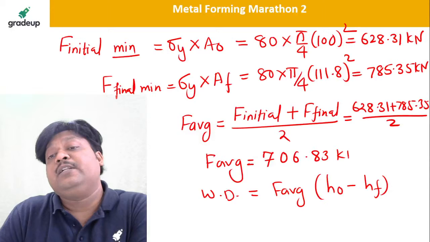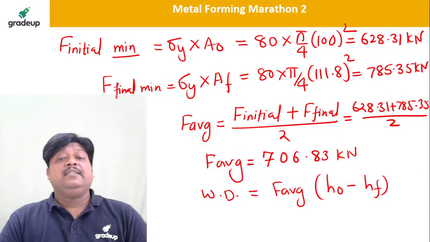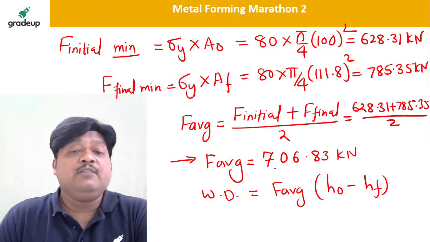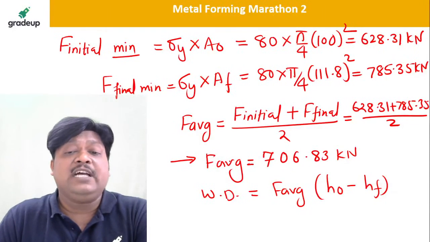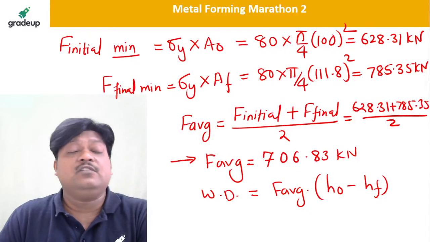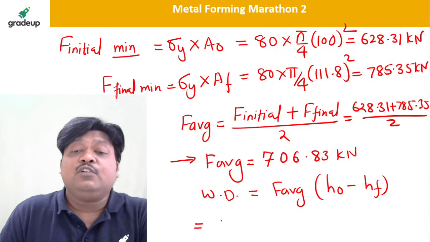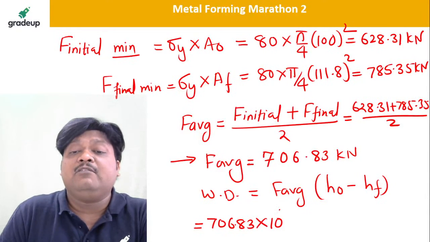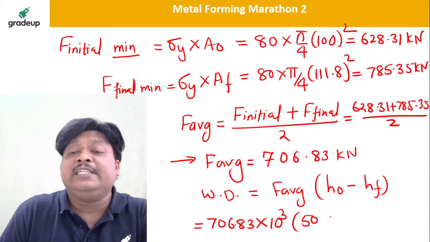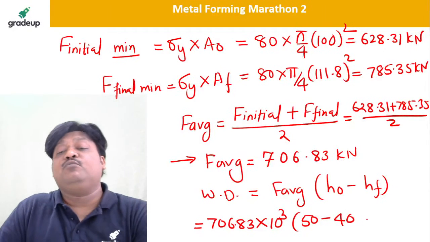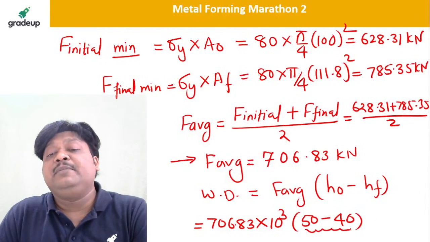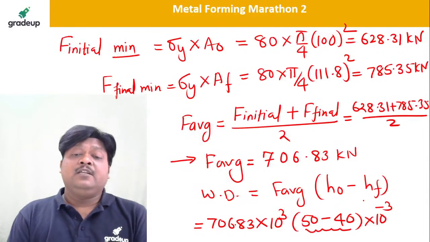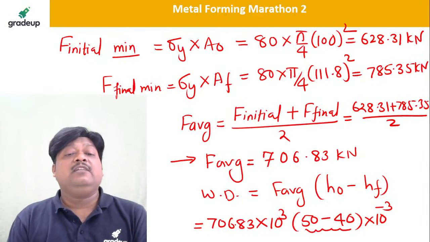706.83 kilonewton. Right, so I have got the average force. If I divide it by efficiency, the actual force will come, so here the force is 706.83 kilonewton, so into 10 to the power 3, into the bracket of the original height 50 minus the deformed height 40. Of course these are in millimeters, so I have to convert into meters, into 10 to the power minus 3. So tell me how much work done will be.